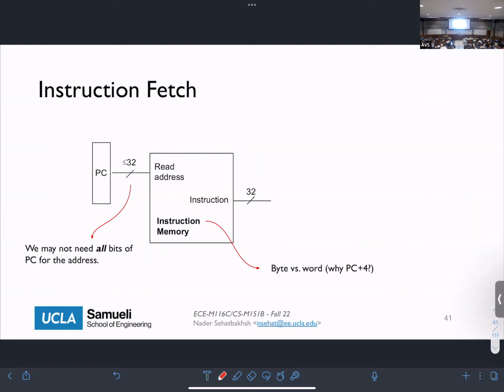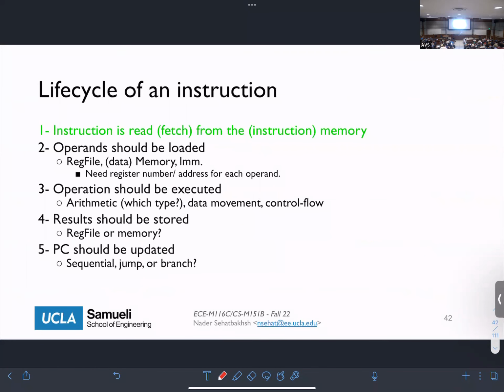Again, remember that we use words, so we read 4 bytes together. The next instruction is stored at PC plus 4 and not PC plus 1. So that's it with the first part. We successfully read, or fetched, instructions from our instruction memory. Now the question is all these other steps. We need to load the operands, we need to execute them, and so on and so forth.